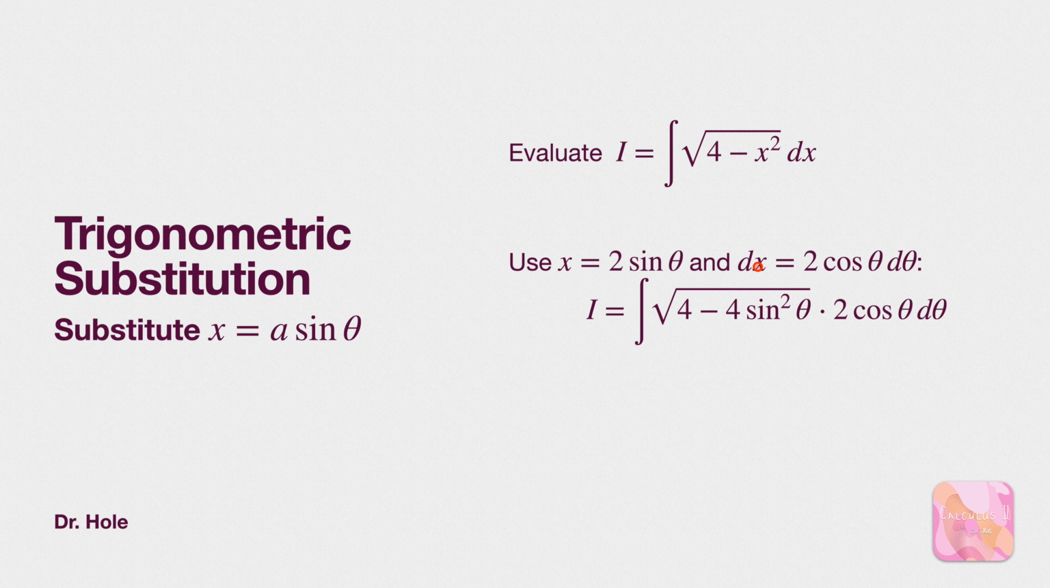So the easy one is the dx. Plug that in: 2 cosine theta d theta is dx. And then x squared, well, square x, and you get 4 sine squared theta. So 4 sine squared theta is now appearing in the radicand. Good.